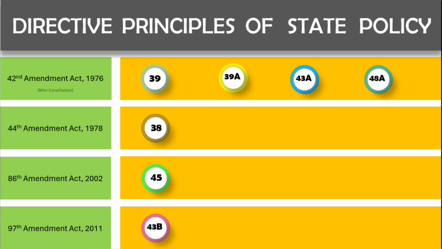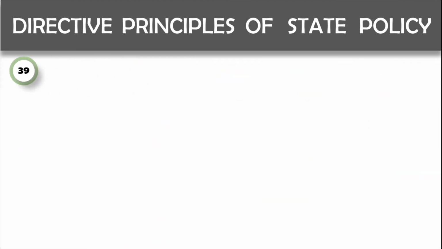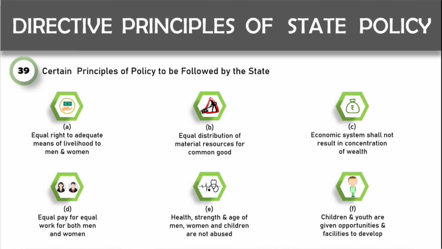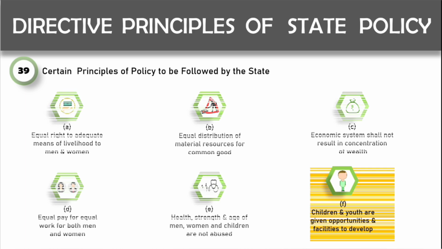Firstly, we will talk about the 42nd Amendment Act of 1976, which is also known as the Mini Constitution. In this constitutional amendment, 4 amendments were done to DPSP. The first change was made in Article 39. Article 39 talks about certain principles of policy to be followed by the state. This article contains 6 clauses. But the last clause, that is Article 39 Clause F, was amended by the 42nd Amendment Act of 1976.